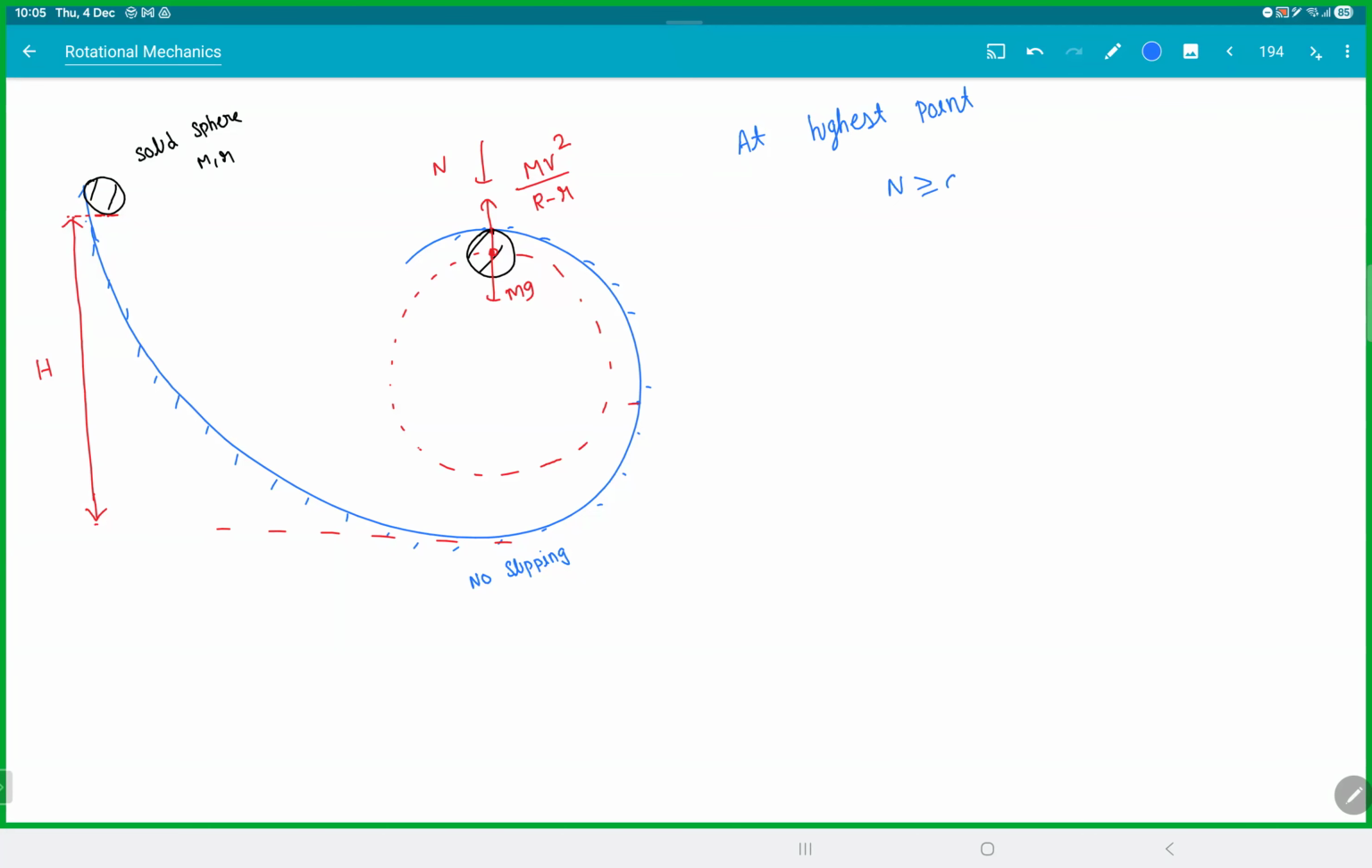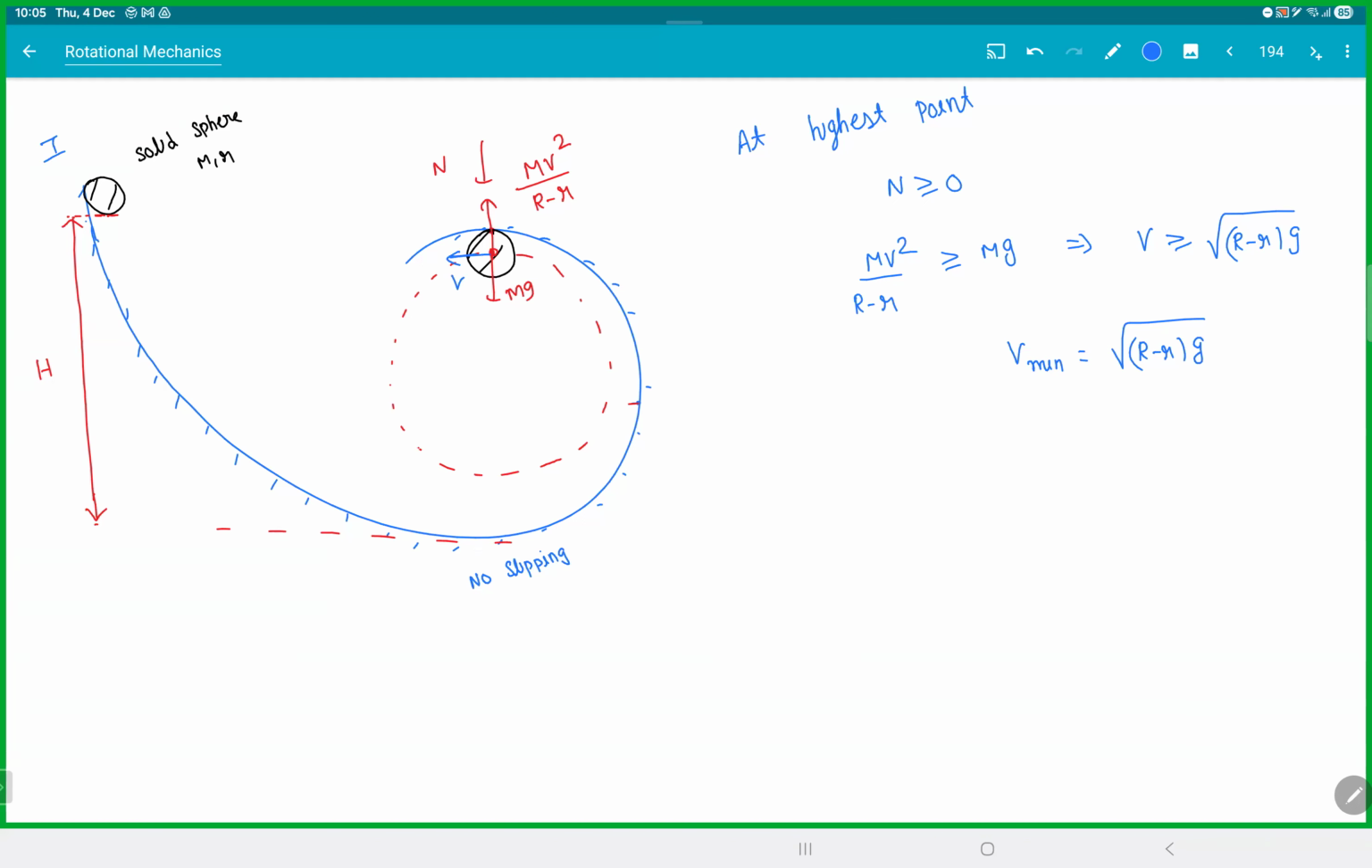N must be greater than or equal to 0. You don't want to lose contact. So m v square by (R minus r) must be greater than or equal to mg. Therefore v must be greater than or equal to root of (R minus r) g. So the minimum speed at the highest point is root of (R minus r) g. As long as you have at least this much speed, you will not fall down from the topmost point. Clear? This is the speed at the topmost point.